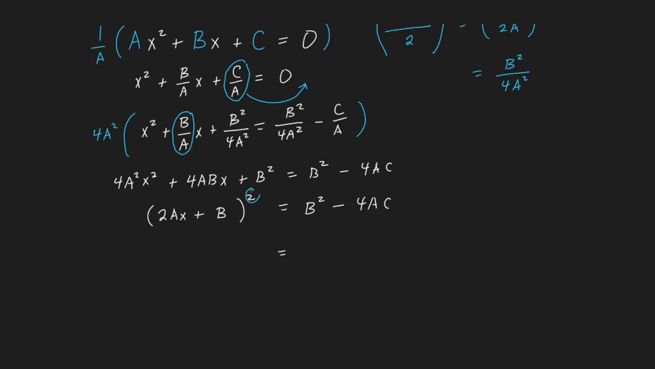Well, we're going to have to get rid of this square right here, because we want to isolate x. We're going to have to square root both sides. So what do we get? So here, this and this, they are going to cancel out. So here we just get 2ax plus b without the square. And here, we're going to get plus minus square root of b squared minus 4ac.